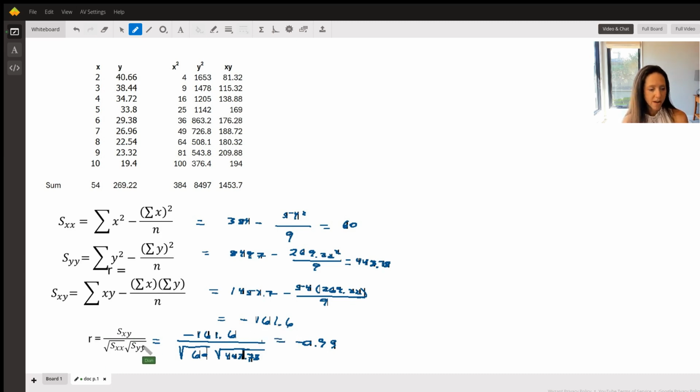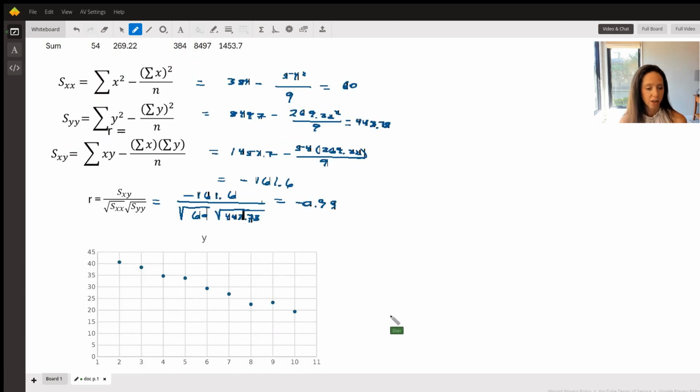And then now we have everything we need for the correlation coefficient, and that's negative 161.6, that's SXY, divided by the square root of 60, which is SXX, times the square root of SYY, which is 443.78. That gives us negative 0.99. So that's almost a perfect negative relationship.